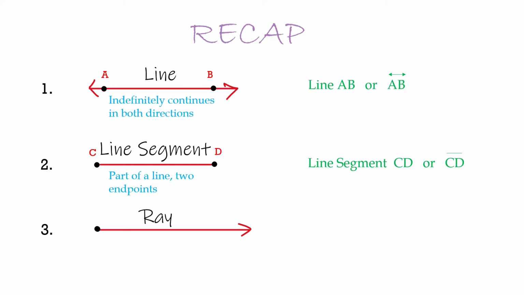Number 3 is a ray. We can recall that a ray has one endpoint and extends in one direction. We can label 2 points on the ray as E and F. This ray can be referred to as ray EF or EF with a ray above it.